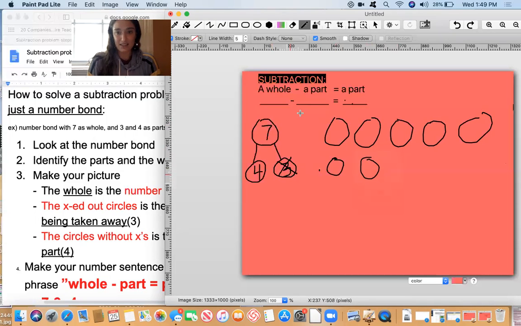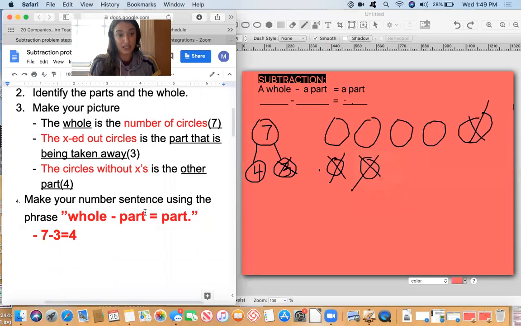Now I see it's a whole minus a part. And we know that when we take something away or minus it, we X it out. So that means I should X out 3 because the 3 has an X on it. I'm going to X out 1, 2, 3. And then this other part says 4. So I should have 4 circles that do not have X's on them because those are the ones that are left.